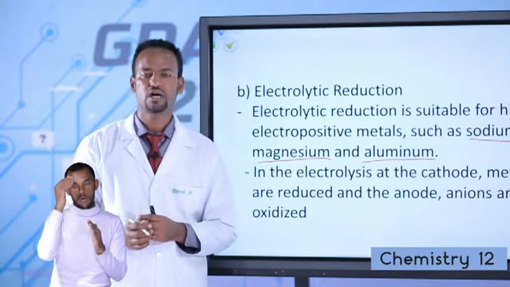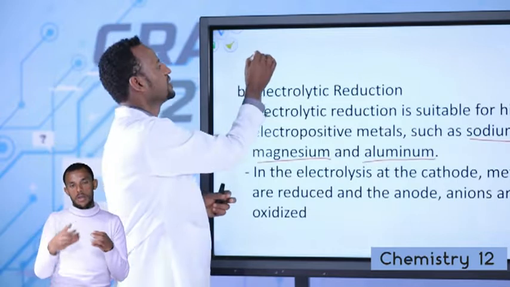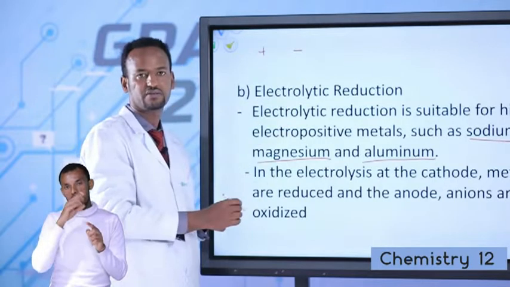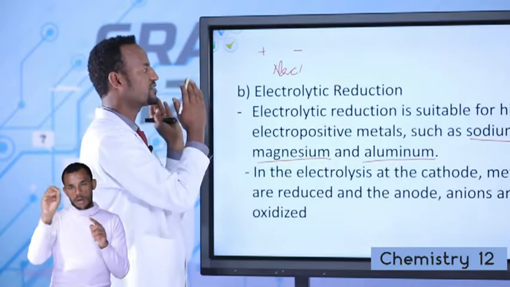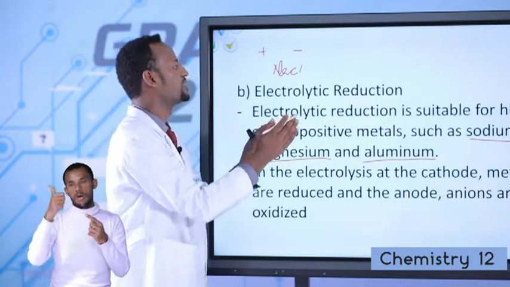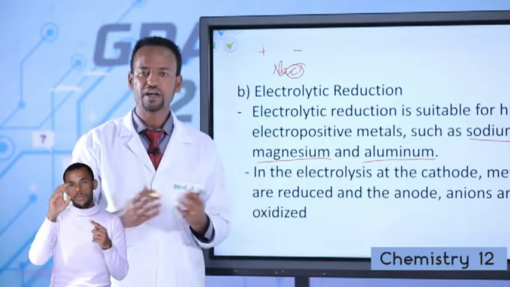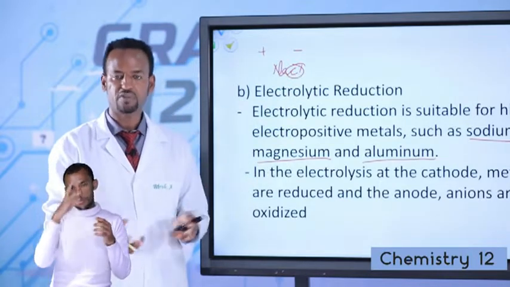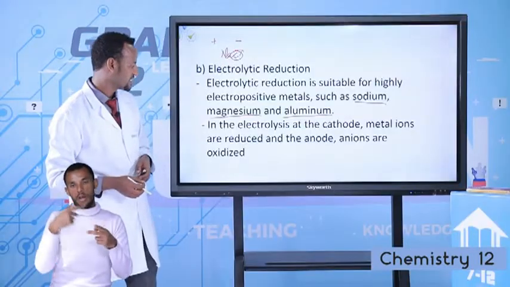You know, in chapter 4, electrochemistry. In electrochemistry, positive ions and negative ions. For example, sodium chloride. In sodium chloride, positive ions migrate to the cathode, negative ions migrate to the anode, because ions usually migrate to oppositely charged electrodes by using the electrolysis process. This one is known as electrolytic reduction.